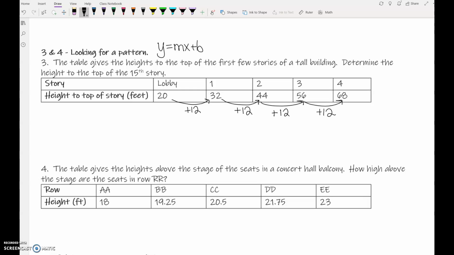There is a constant rate of change. Constant rate of change is also known as a slope. So if we were to graph this, the slope of the graph would be 12. We're increasing by 12 feet on each floor. So we could say y, or h, the height to the top, equals 12 times the number of stories.